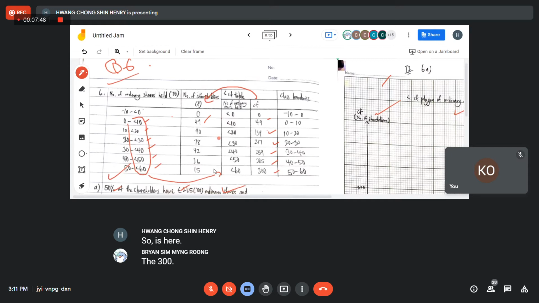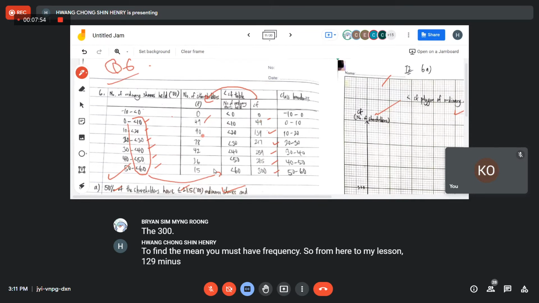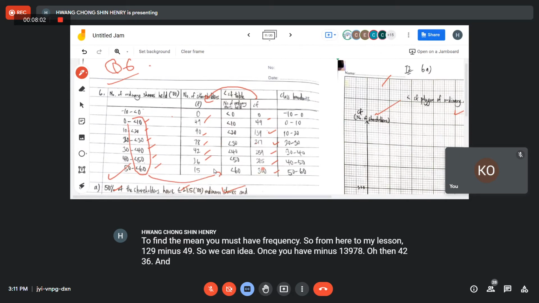To find the mean, you must have frequency. So from CF, 139 minus 49, you get 90. 217 minus 139 is 78. Then 42 is 26, and the last one, 300 minus 285 is 15. So the total here will be 300.